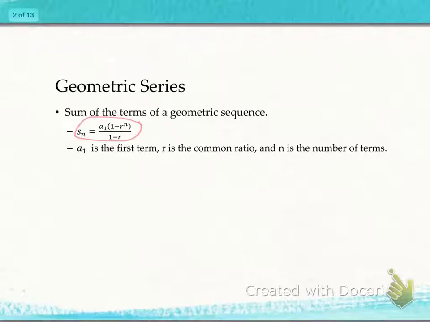Our A sub 1 is going to be our first term. Our N is going to be the number of terms. S stands for sum. So to find the number of terms, we might have to use the explicit formula: A sub N equals A sub 1 times the rate to the N minus 1. So we might have to use that to find that N, which is going to be a little bit harder.